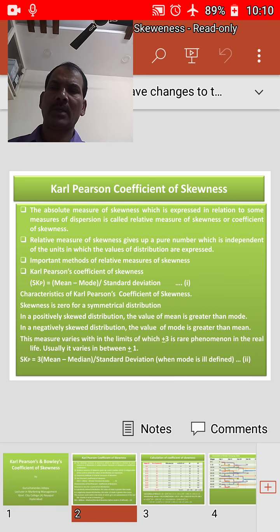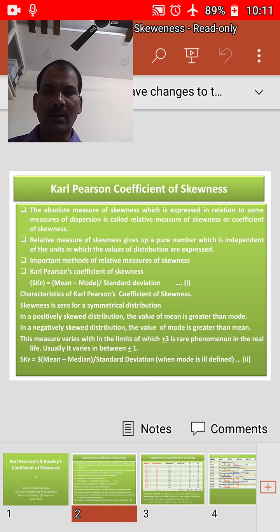Relative measure of skewness gives us a pure number which is independent of the units in which the values of the distribution are expressed. This enables us to compare and interpret the results of two or more distributions whose values are given in different units. There are four important methods of relative measures of skewness.